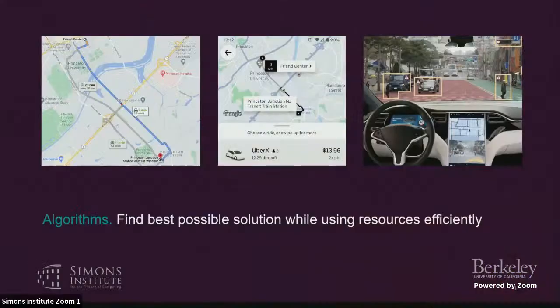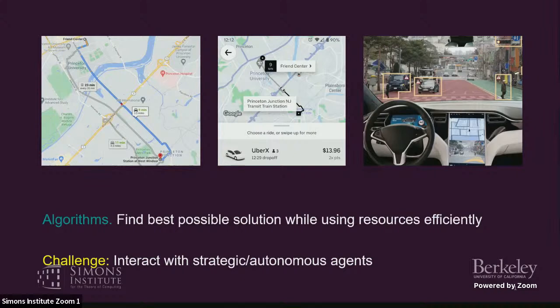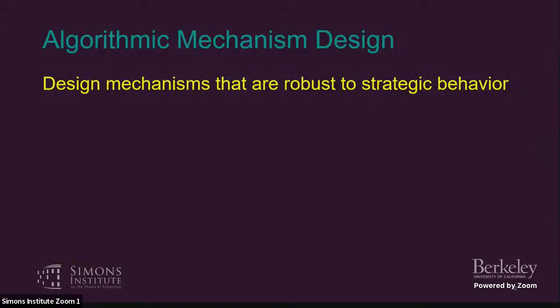Obviously algorithms are everywhere, and they have changed our world drastically. We use algorithms to find the best possible routes to our destination, match drivers to passengers, and even operate self-driving cars in busy cities. But in many of these settings, algorithms are not just finding the best possible solution while using the resources efficiently. They do so while interacting with strategic or autonomous individuals who have their own interests, so they might interfere with or manipulate the algorithm. So it's important to design algorithms that not just give good performance guarantees, but are robust to strategic behavior. And that's what the field of algorithmic game theory focuses on.